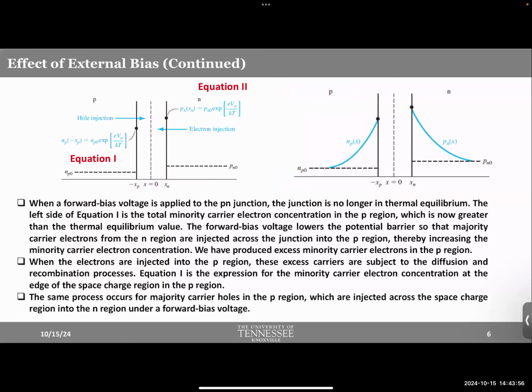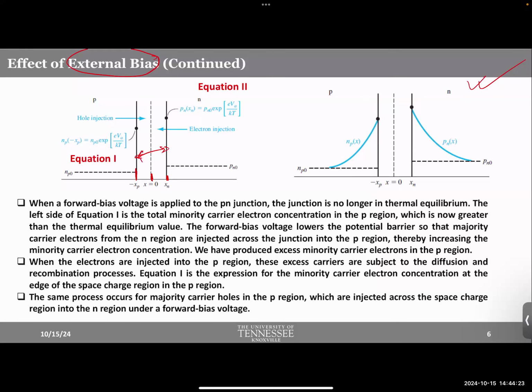We also discussed this very quickly. I just wanted to quickly do a recap in case you had any confusion. This is basically the distribution of minority carrier concentration throughout the PN junction region. All right. So let's see. This is the metallurgical junction, which is x equals 0. This is the edge of the space charge region in the N region, and this is the edge of the space charge region in the P region.